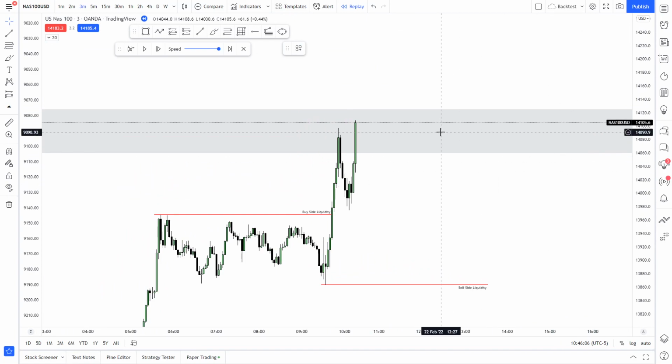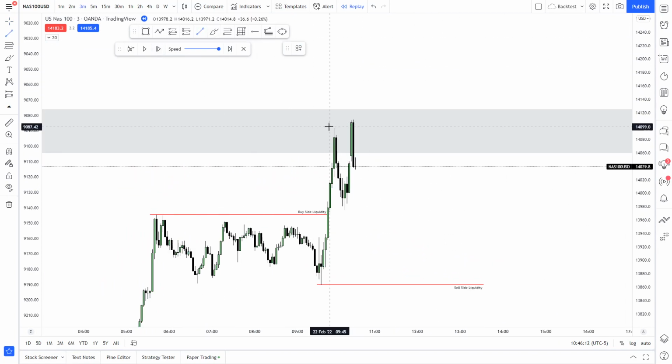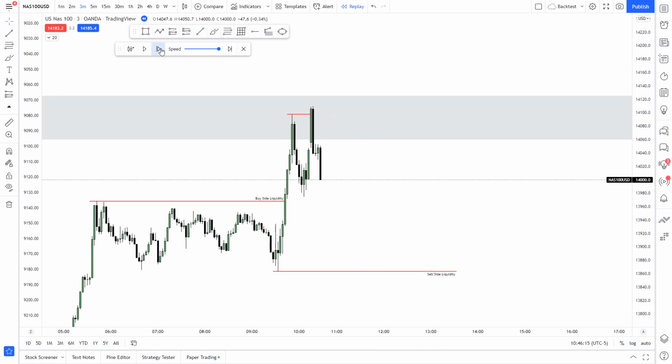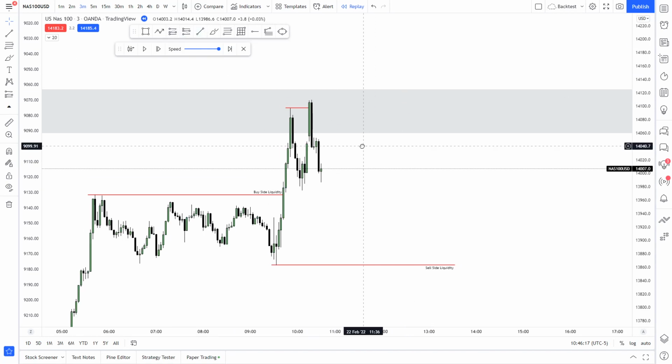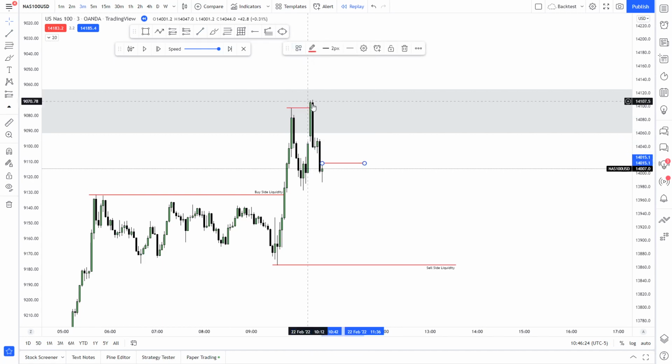Okay, so here we see price comes, takes out this high, this buy side liquidity here, stop hunts it. Now we want to get an FVG entry, so we see this displacement and we see this imbalance, so we can enter right off it.